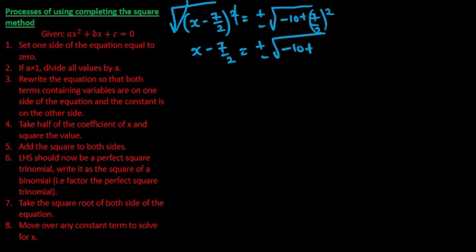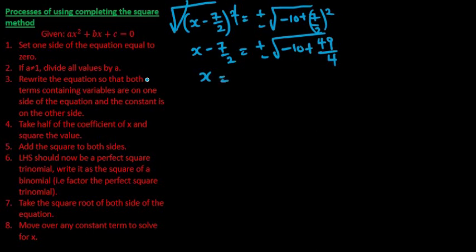We'll be left with x minus 7 over 2 equals plus or minus root of minus 10 plus, now the square of 7 gives us 49 over the square of 2 gives us 4. We'll go to the next rule. It says move over any constant term to solve for x. Now the constant term in this equation is minus 7 over 2.